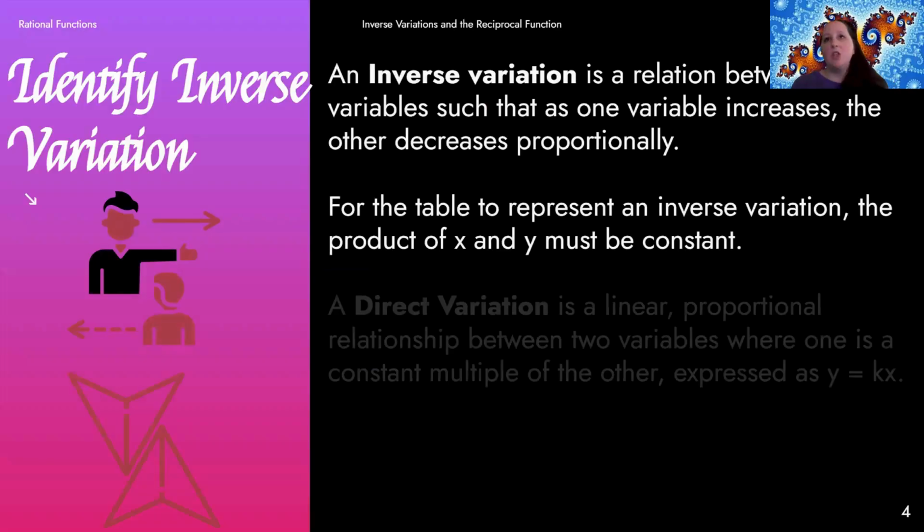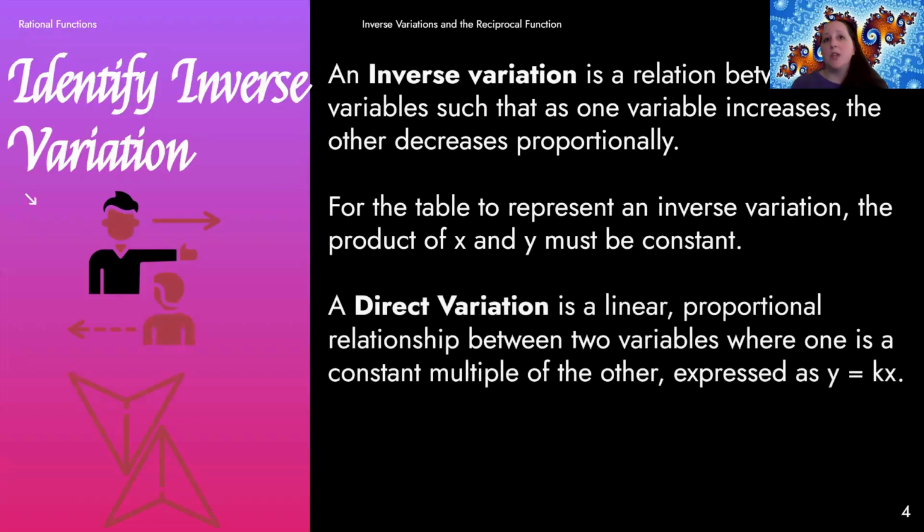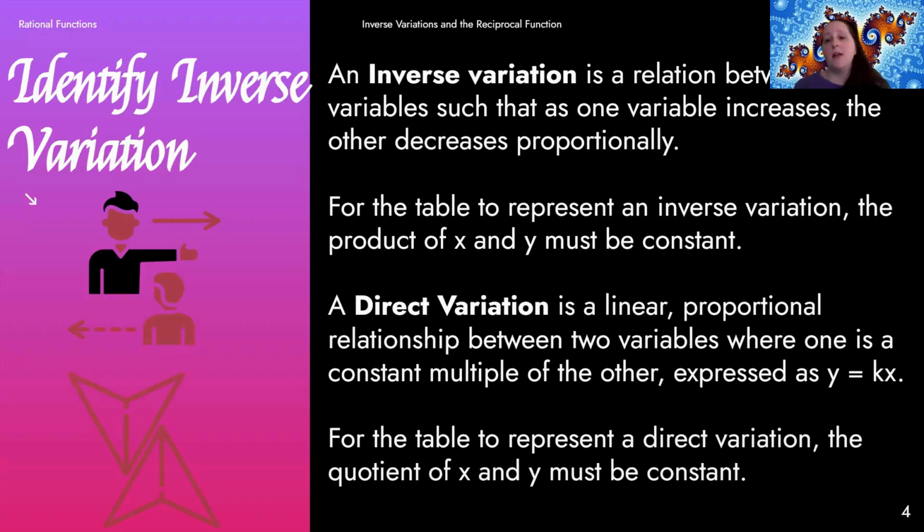An inverse variation is a relation between two variables such that as one variable increases, the other decreases proportionally. For the table to represent an inverse variation, the product x and y must be constant. A direct variation is a linear proportional relationship between two variables where one is a constant multiple of the other, usually expressed as y equals k times x. For the table to represent a direct variation, the quotient of x and y must be constant.